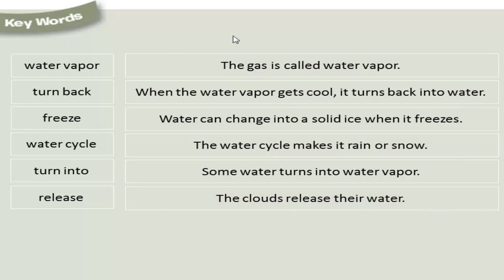So how many keywords are there that we have to learn today? 1, 2, 3, 4, 5, 6. Yes, we have only 6 keywords that we must learn and try to remember today: water vapor, turn back, freeze, water cycle, turn into, and the last one is release. So the first step is to remember all these keywords.